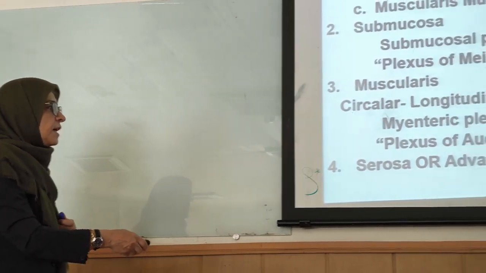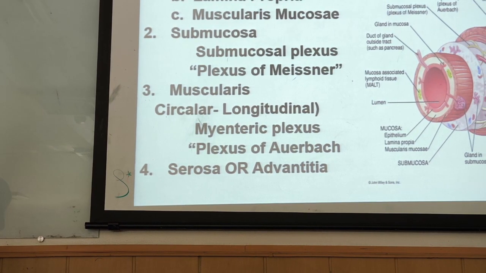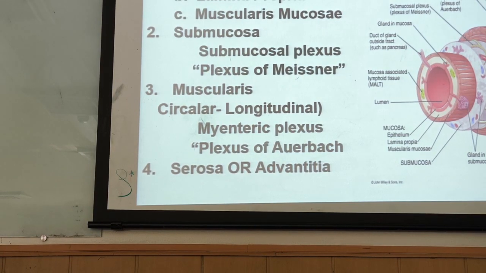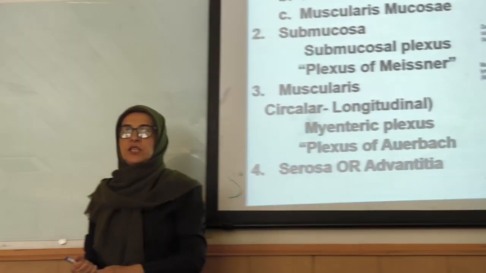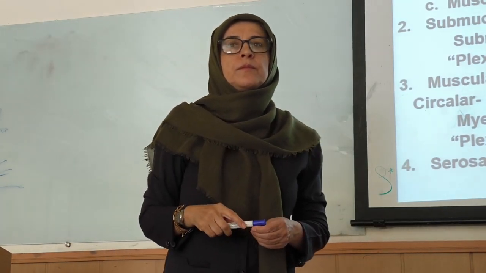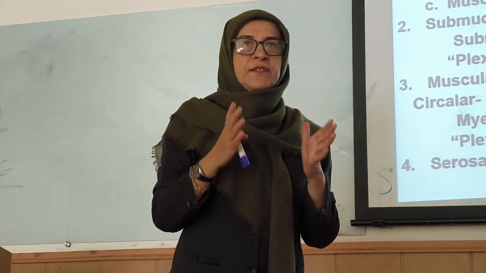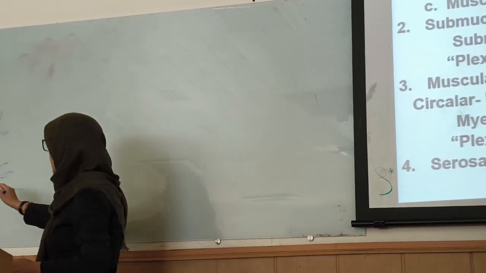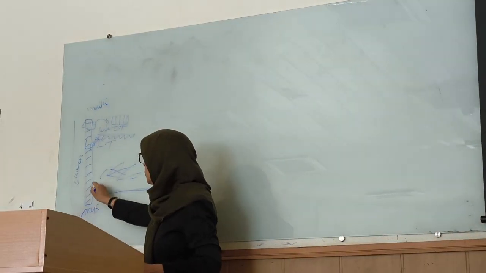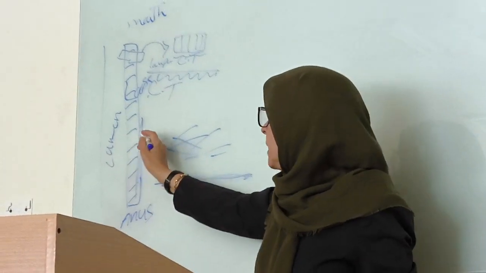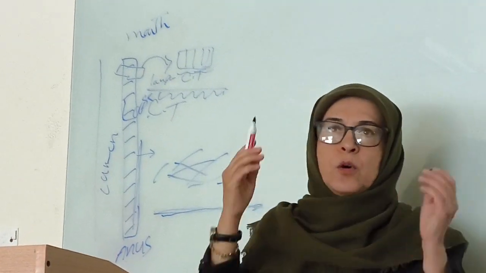And finally, the 4th layer is serosa or adventitia. Do you know the difference between serosa and adventitia? Serosa has peritoneum and adventitia doesn't have the peritoneum covering. The adventitia is a connective tissue, loose connective tissue, yes? That is the external layer of the wall of the gut tube in all parts.